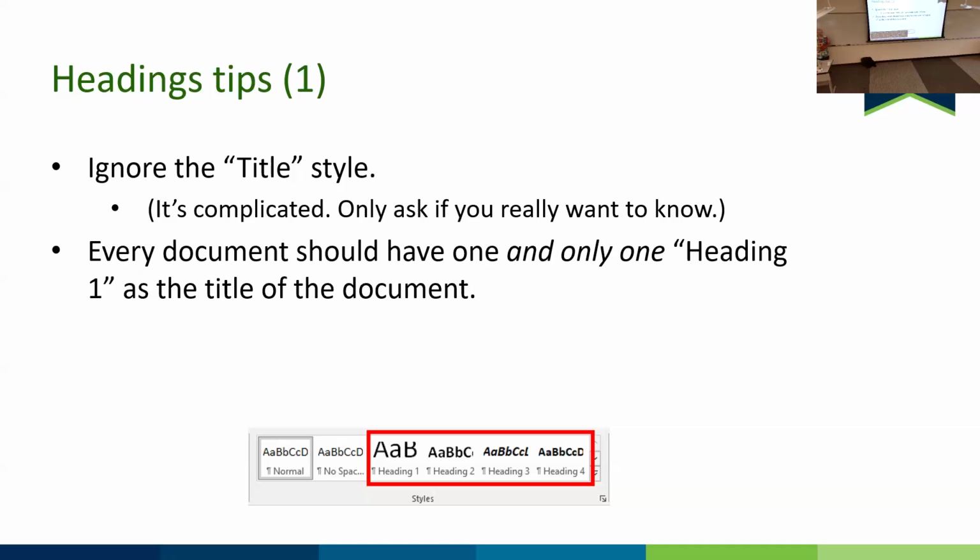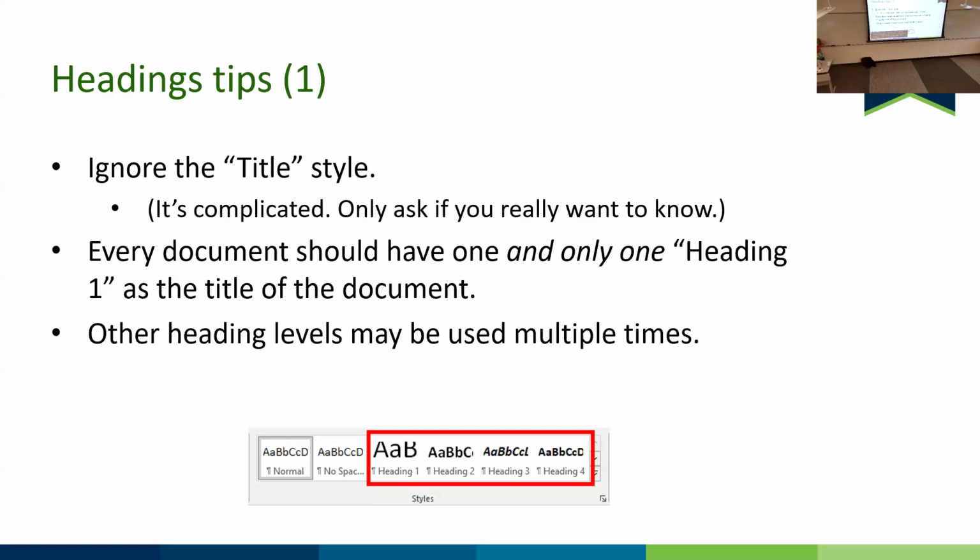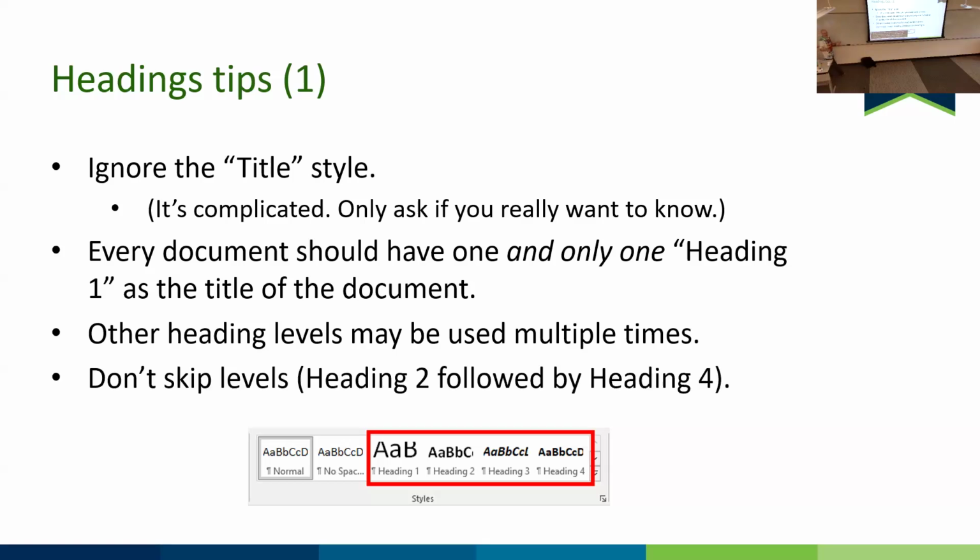I recommend, and this is a little fuzzy, but for best practices, I recommend that there should be a single heading 1 as the title of the document. And then from then on, you can use as many heading 2, 3, 4, whatever, just like a standard outline, however many of those that you like as you're creating the rest of the document. You just want to make sure you're not skipping levels.